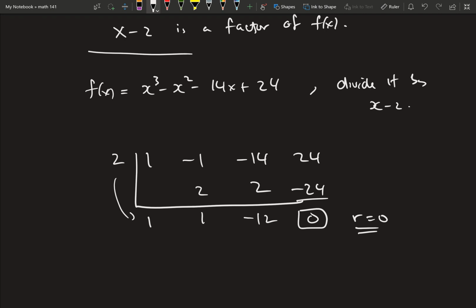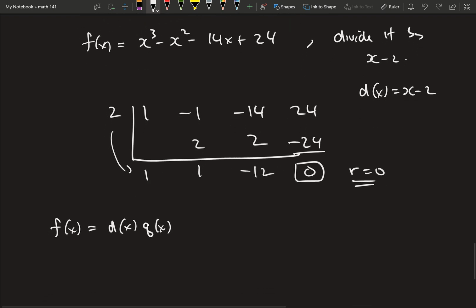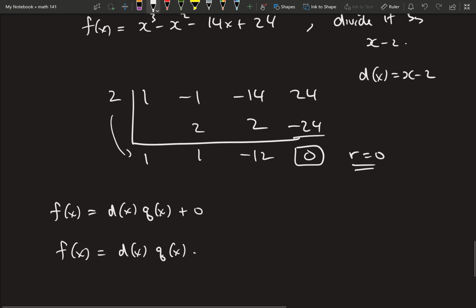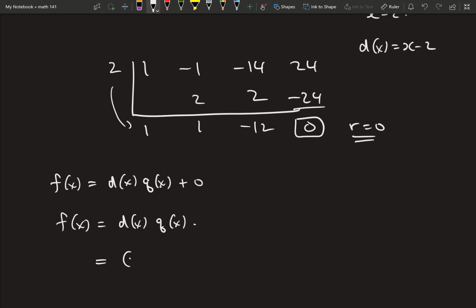So what do we get now? Well, think of this as d of x is x minus 2, and we want to write f of x is equal to d of x times the quotient q of x plus the remainder, but the remainder is 0. So you just get f of x equaling d of x times q of x. So d of x here is x minus 2. What is q of x?